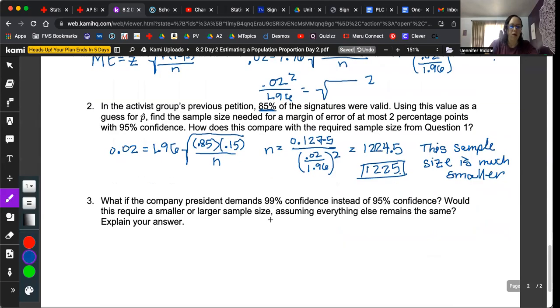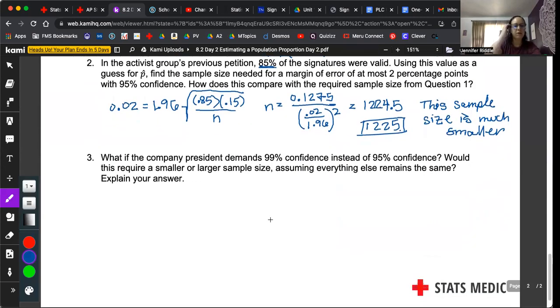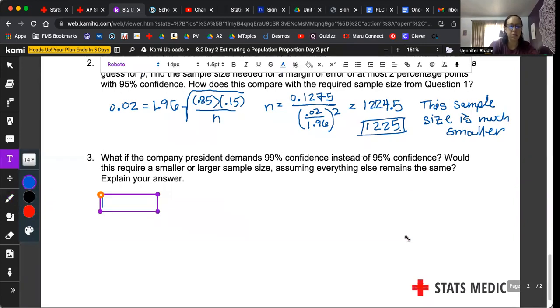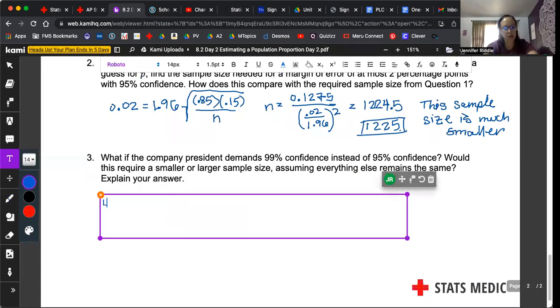All right, what if the company president demands 99% confidence instead of 95% confidence? Would this require a smaller or larger sample size, assuming everything else remains the same? Okay, so your answer should be that we need a larger sample size to be more confident. They must check more signatures.